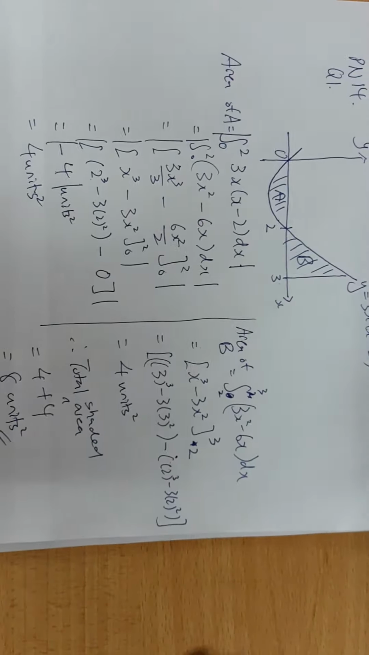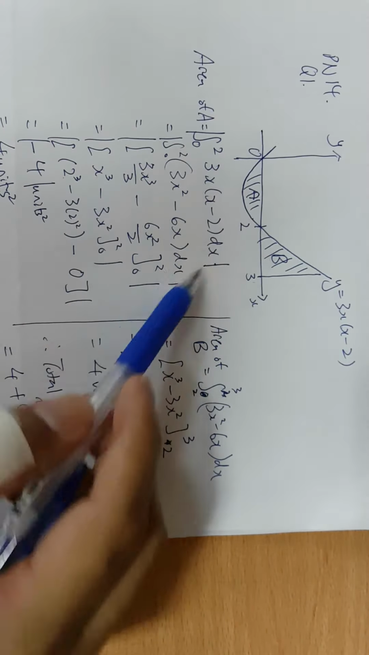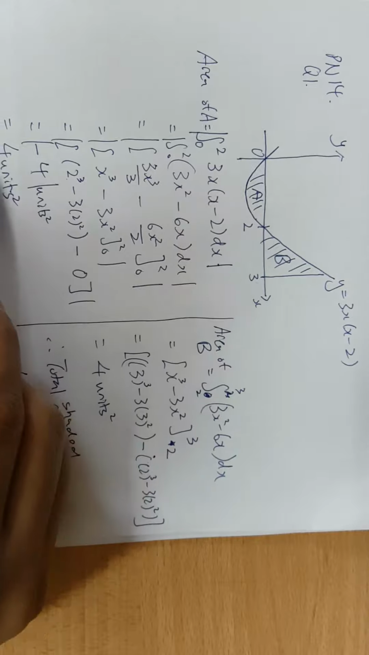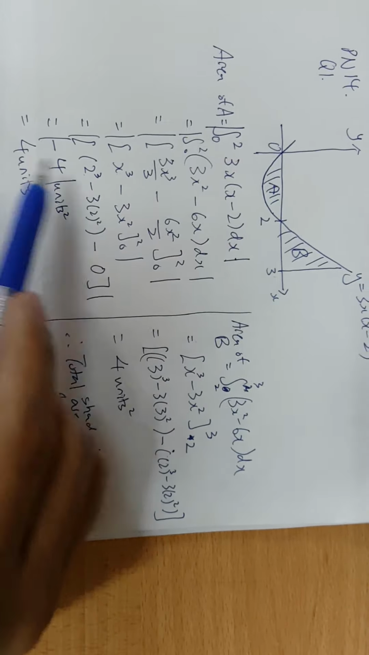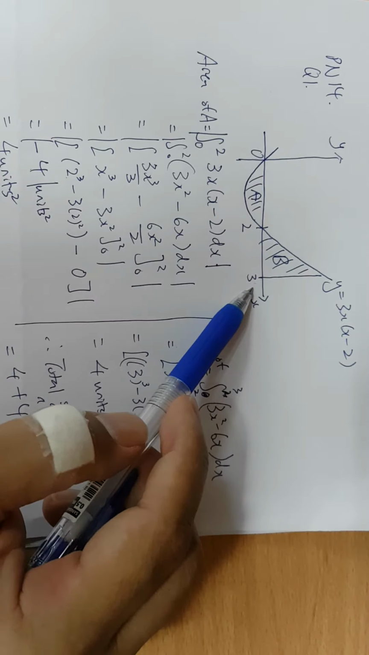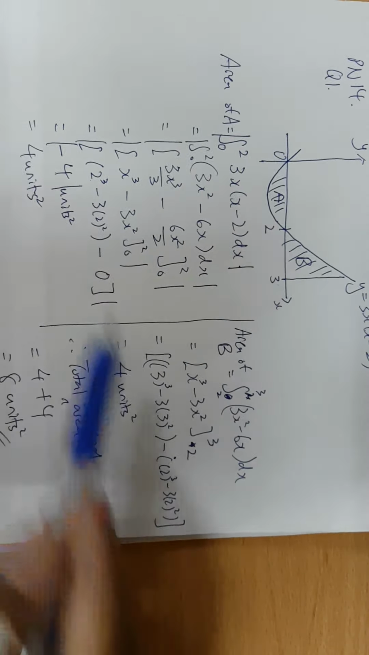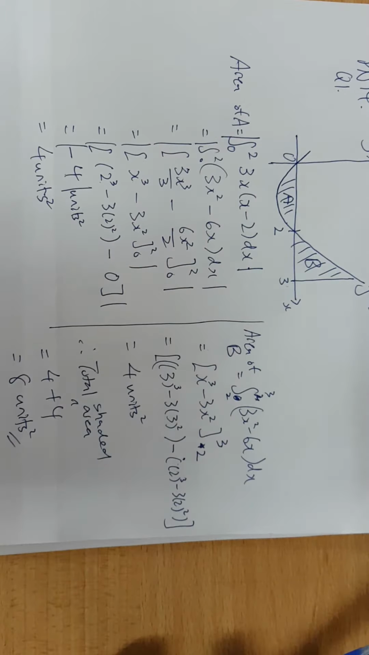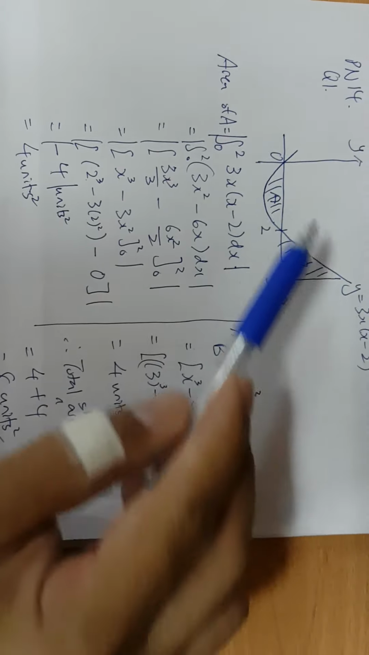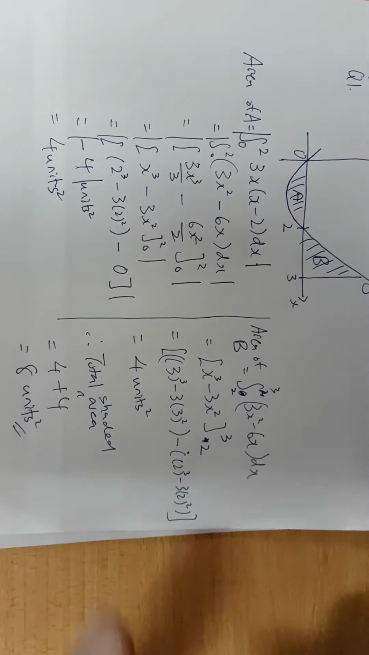Okay, so just remember, if the area is below the x-axis, you need to do modulus, meaning your final answer you must make it become positive. You need to find these two areas separately. You cannot integrate 0 to 3. If you integrate 0 to 3, your answer will be 0 because it cancels out. The negative 4 and 4 cancel out to become 0. So it's important that you split this into two separate areas. Always remember that.